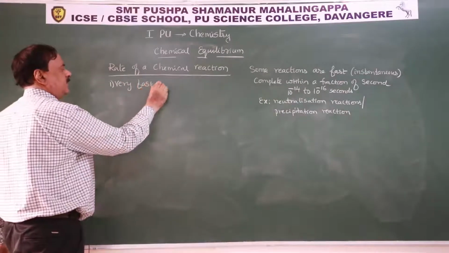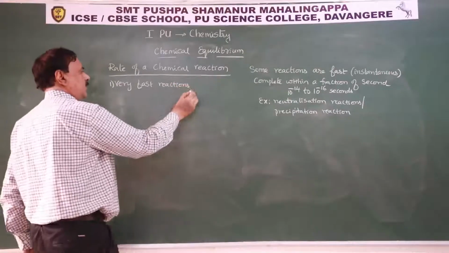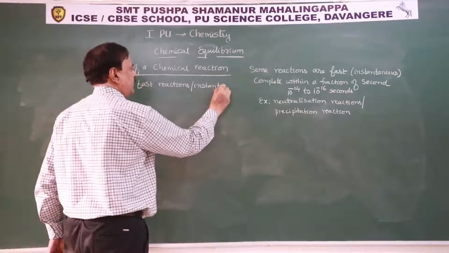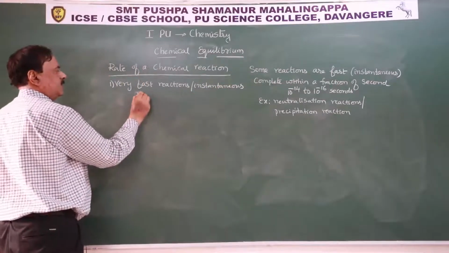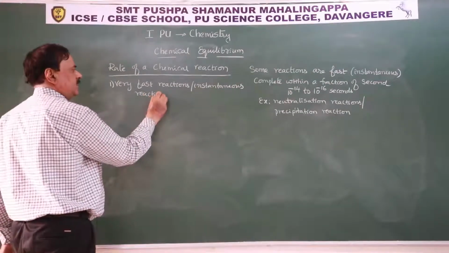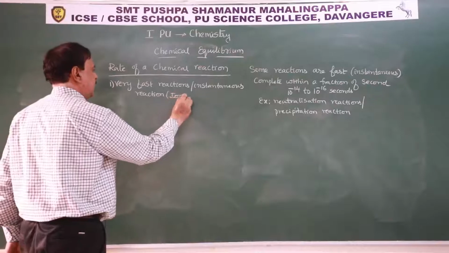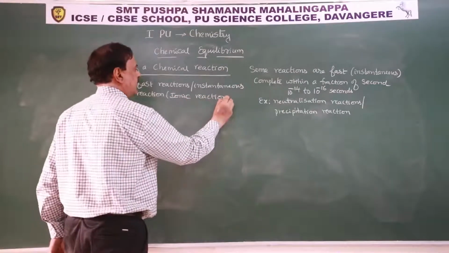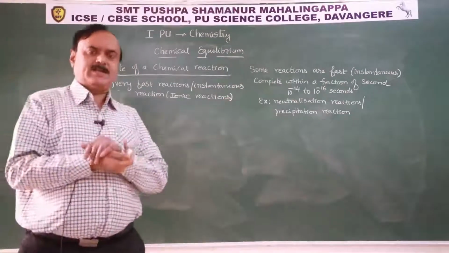Very fast reactions, or instantaneous reactions. Usually these reactions are called ionic reactions. Ionic reactions are very fast reactions.